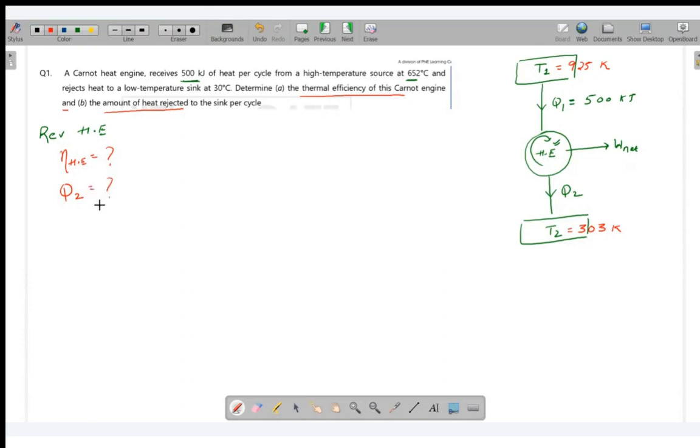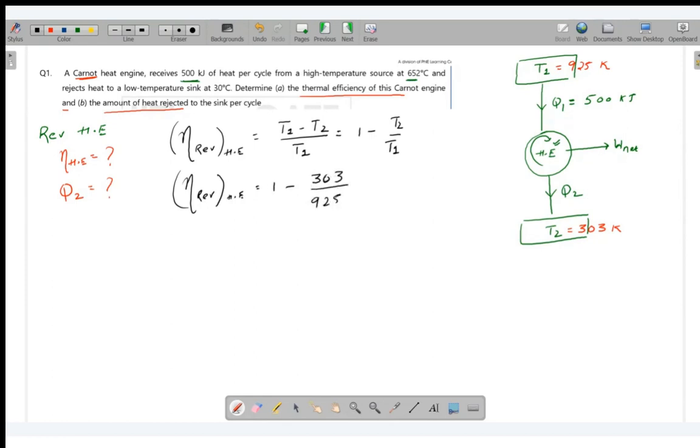Very simple question. I hope that you have already done this. So efficiency, first of all, you see, is it a reversible engine? Yes. So if it is a reversible engine, I can apply reversible heat engine formula, which is T1 minus T2 by T1, or I can write 1 minus T2 by T1. Now I know both the things. 1 minus 303 by 925. So this is 0.67. Efficiency, how can it be more than 1? Efficiency is always less than 1, right? COP could be more than 1, but efficiency is always less than 1. Okay, this is your efficiency.